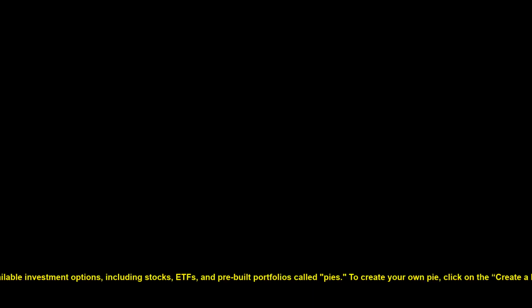To create your own pie, select the assets you want to include by searching for specific stocks or ETFs, and allocate percentages for each asset. Ensure that the total allocation equals 100%.